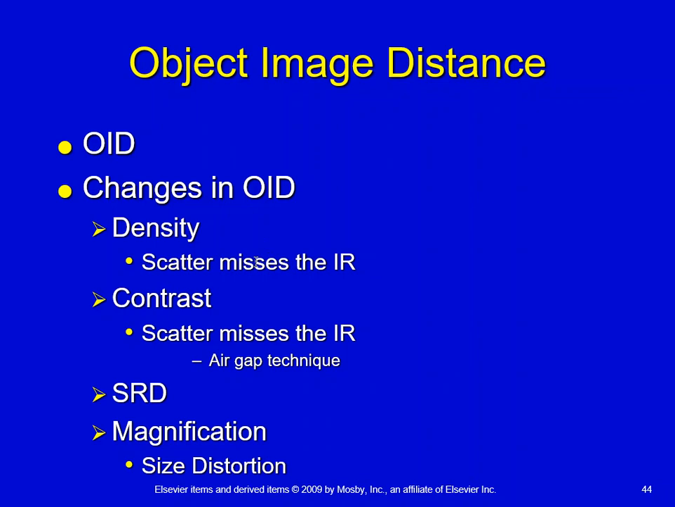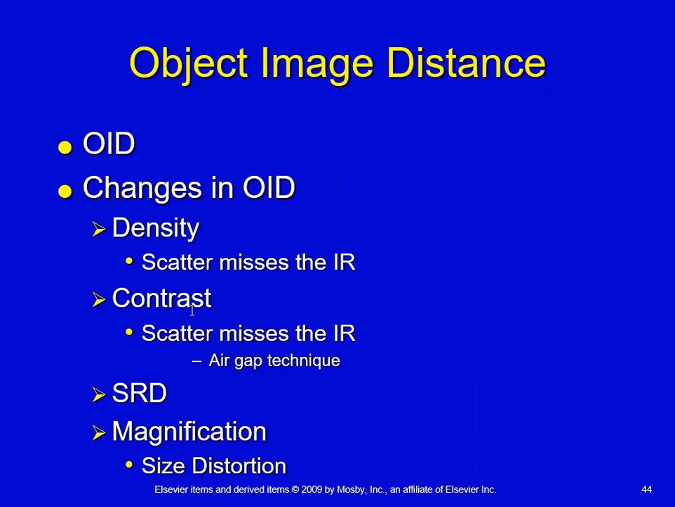So whenever we increase OID, we should increase technique. If you use phototiming, really you don't have to do anything, but if you increase your OID on a set technique, you should increase your mAs. Because some of that scatter radiation misses the image receptor, then our contrast should improve.